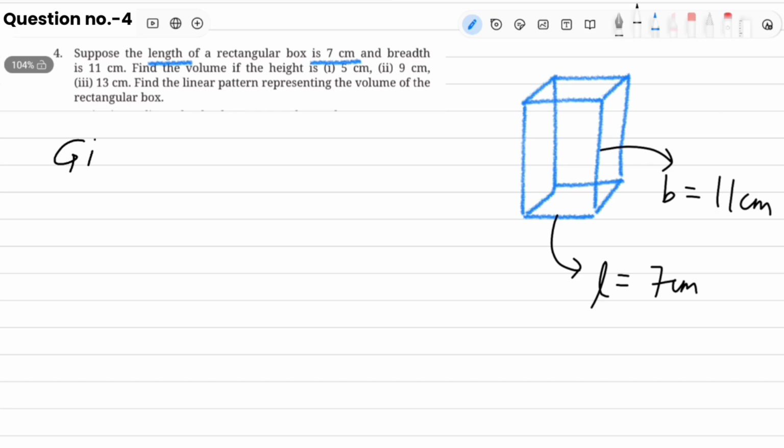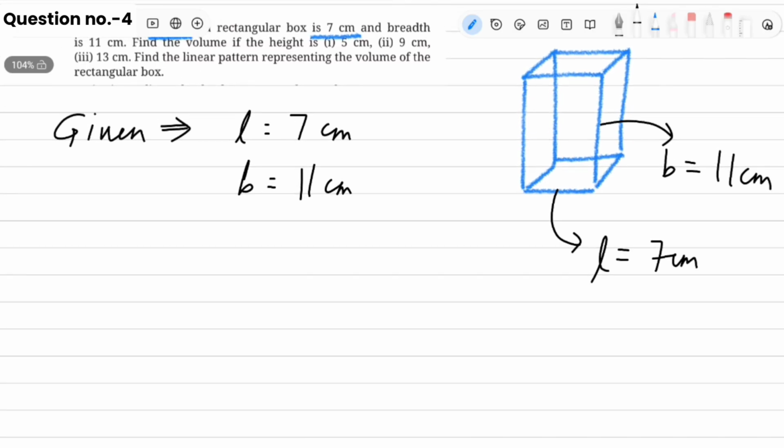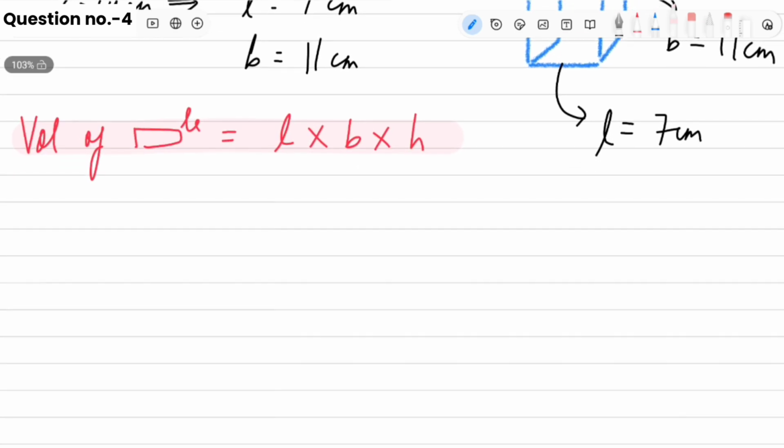So first we'll write the given. Whatever the question is, first write the given. In the given, first length is equal to 7 centimeter, then the breadth is equal to 11 centimeter. Okay. Now what is most important is that here you should know the formula for volume. Volume of a rectangular box is equal to length into breadth into height. So this is the formula for volume, length into breadth into height.